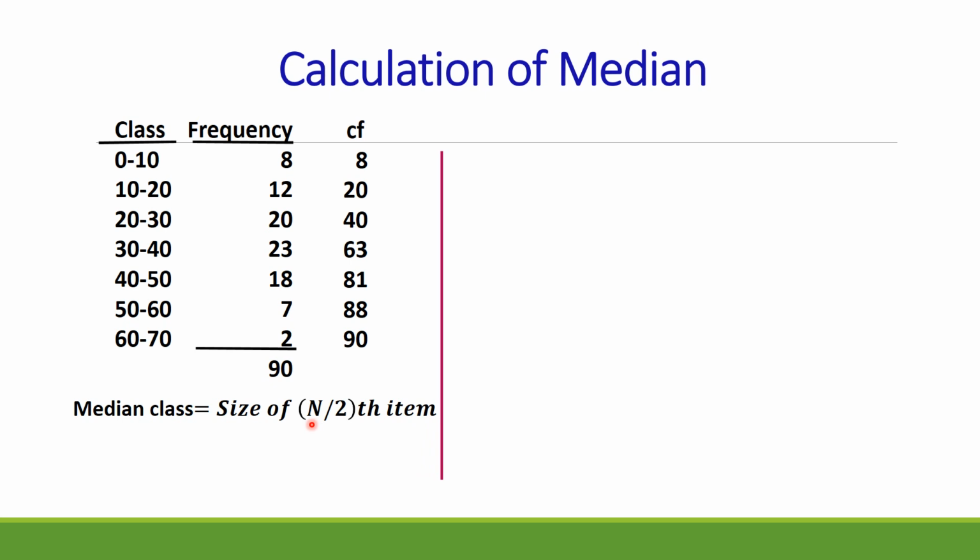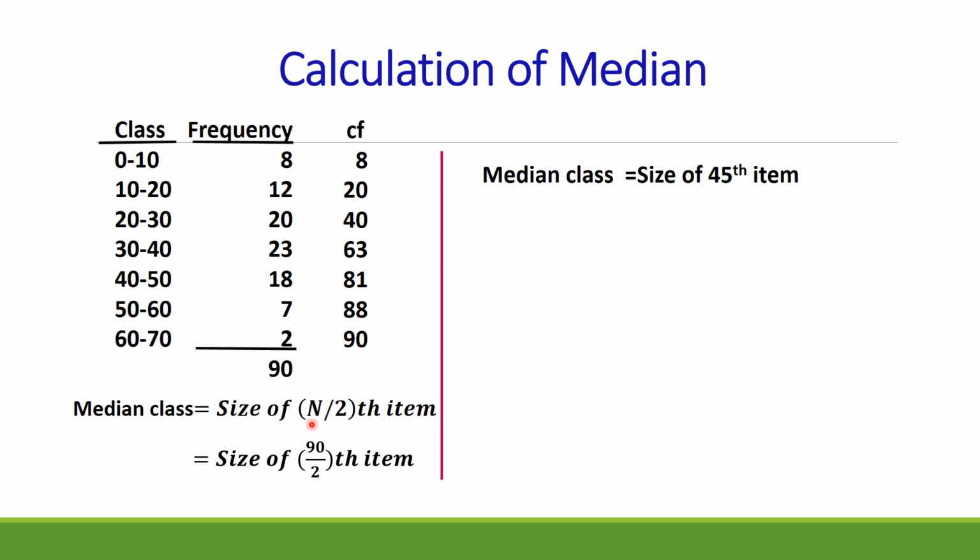Applying the values, size of 90 by 2th item. So the median class is size of 45th item. Now, where does this 45th item come? The cumulative frequency up to 40 does not include 45. And then the first cumulative frequency that includes 45 is 63. So the class corresponding to 63 is 30 to 40. That is the median class. So median class is identified, 30 to 40.